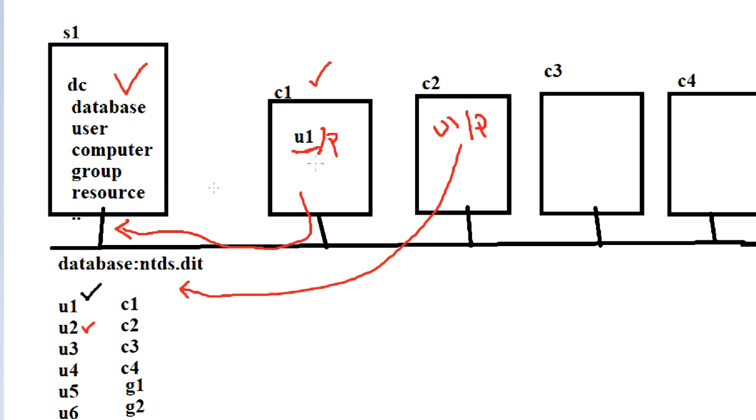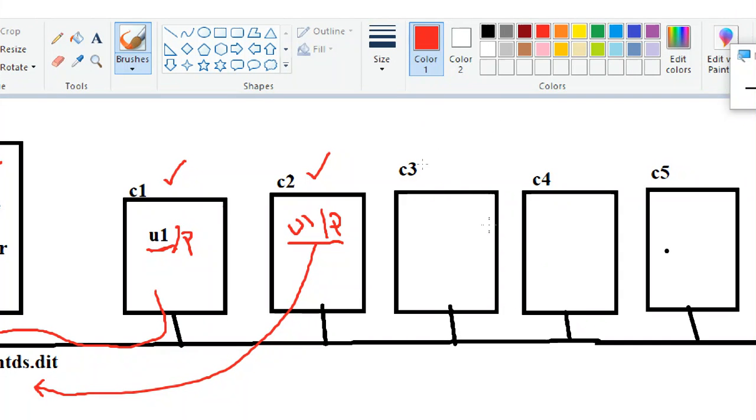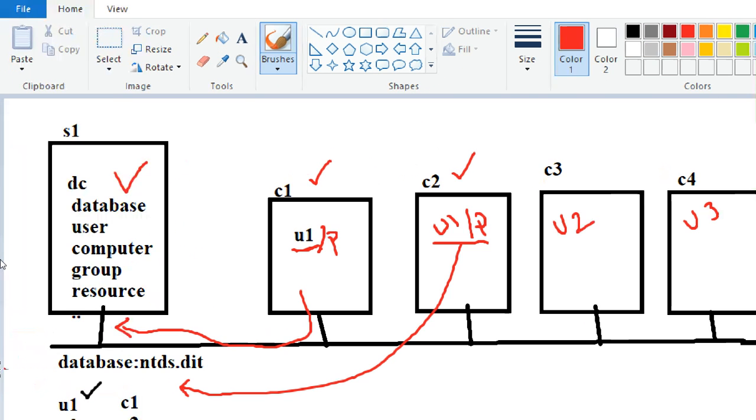Once it is correct, it will give you authentication. Okay, you are an authenticated user. Now you are able to access the C2 PC. Okay, like that we can log in. For example, U2 logs in here, U3 logs in here. Okay, like this.